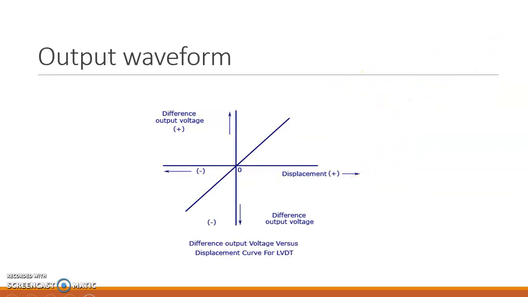We already told that in the null position, that is, if the soft iron core is in the middle position, the output voltage is 0. So next, if the iron core is present in the right position, the output voltage is in a positive nature. If the soft iron core is in the left position, the output is produced in a negative nature. This is the output waveform of the LVDT.